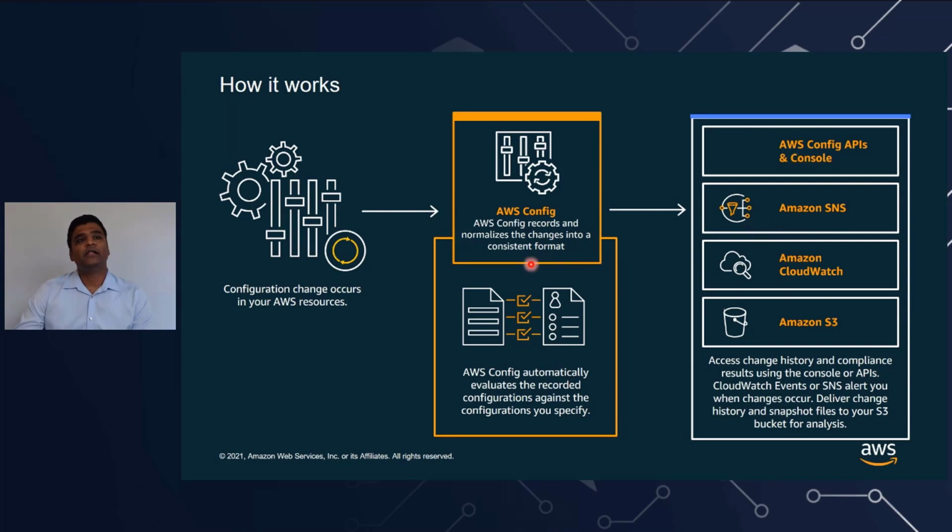As a matter of fact, the configuration changes that are being identified by AWS Config are normalized and the data are put in a consistent format, either on Amazon S3 as well. And those events are also captured in Amazon CloudWatch.